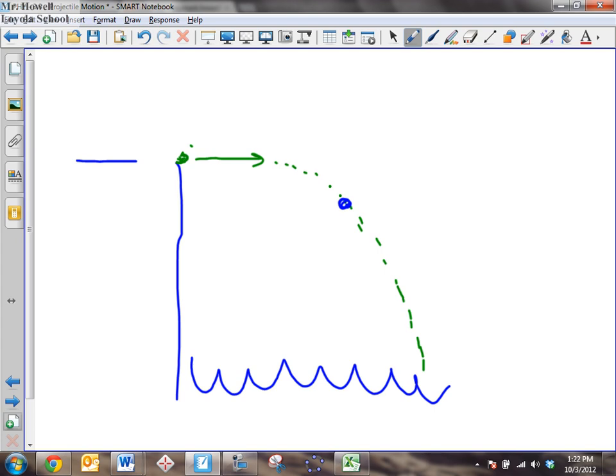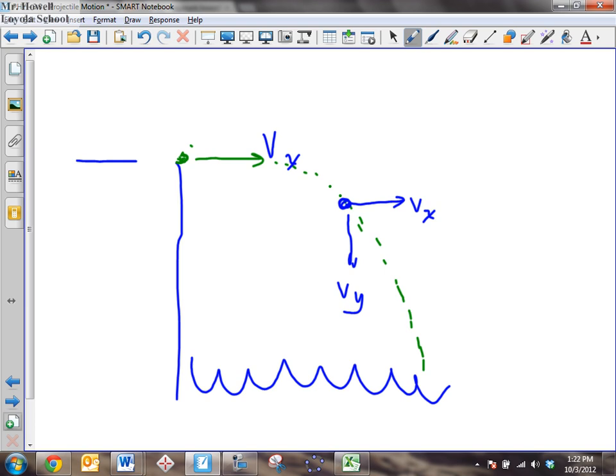So initially, this velocity is only in the x direction that she kicks it with. But then later, it still has an x component of velocity, but now it's starting to pick up velocity in the y direction. So now we have both components. And this is where our triangle came into play, if you remember from trig. We had the x component and we have the y component. As it gets closer and closer to the water level, it's going to pick up more and more speed in the y direction.